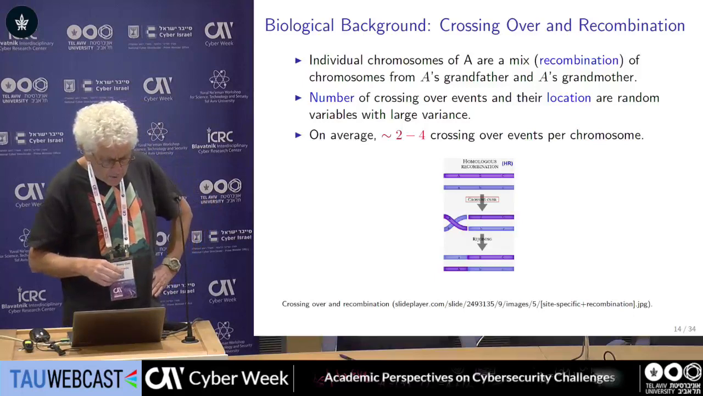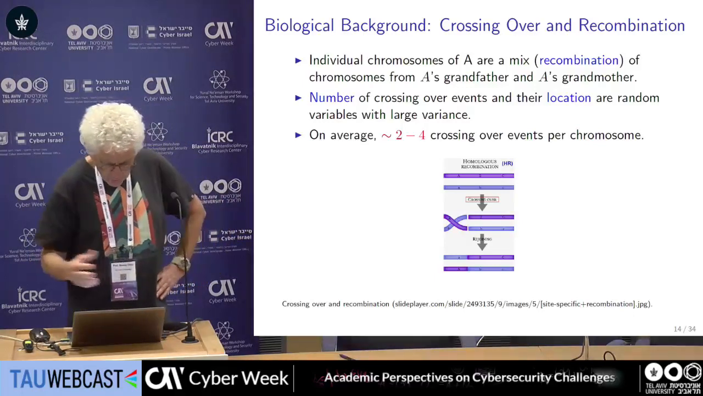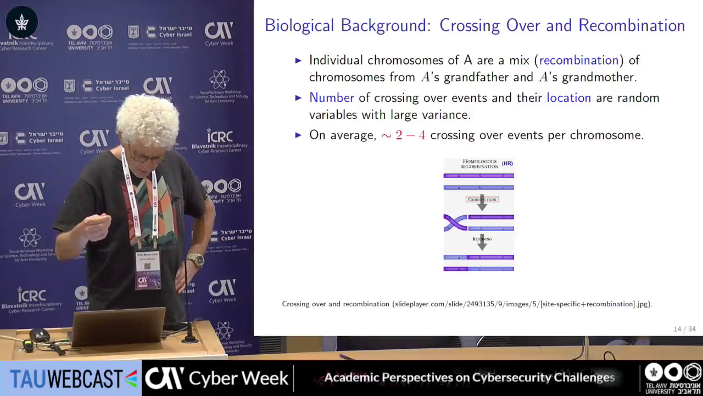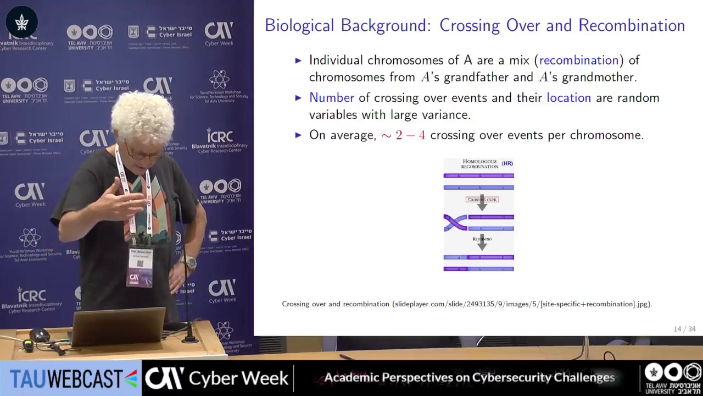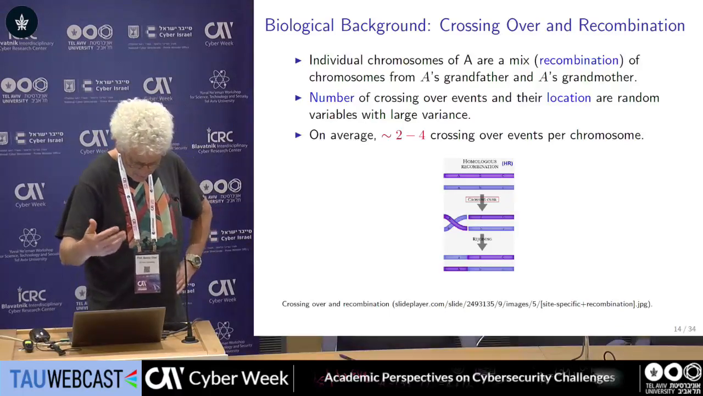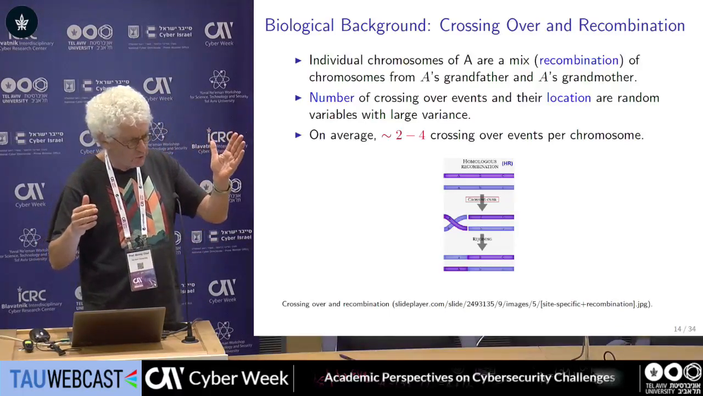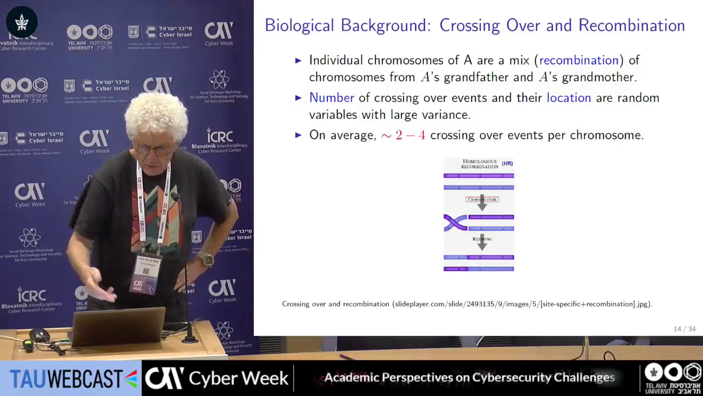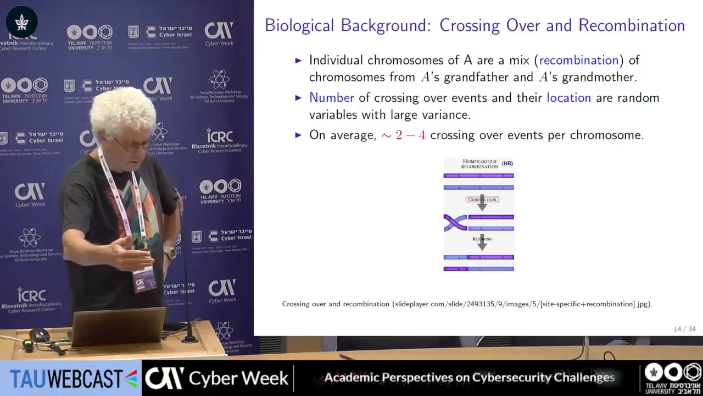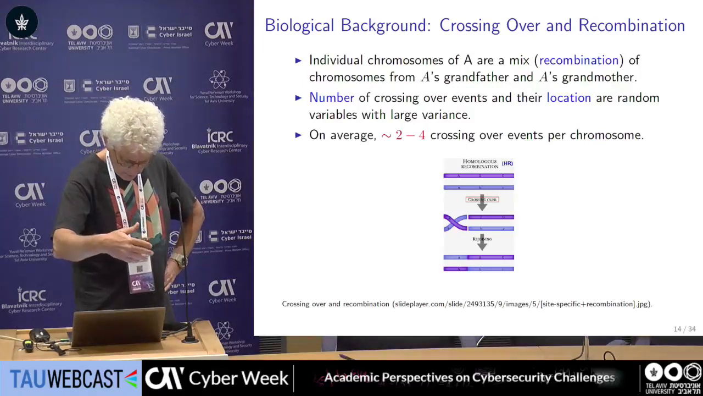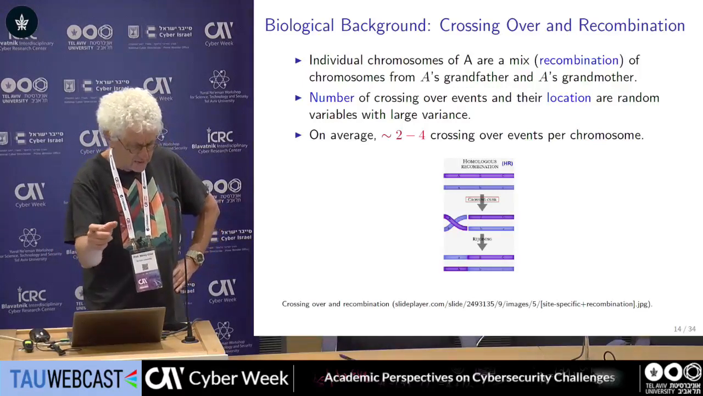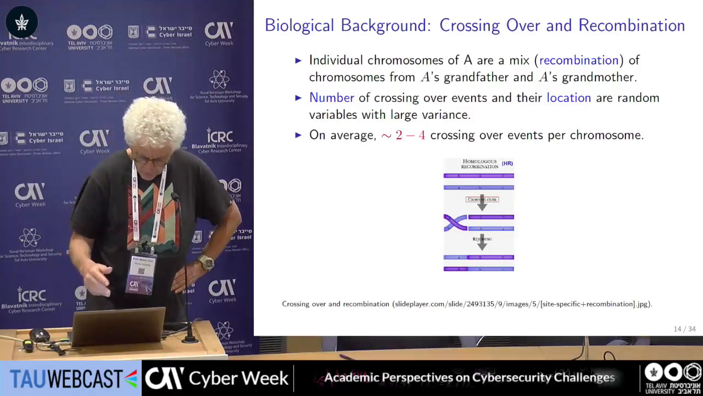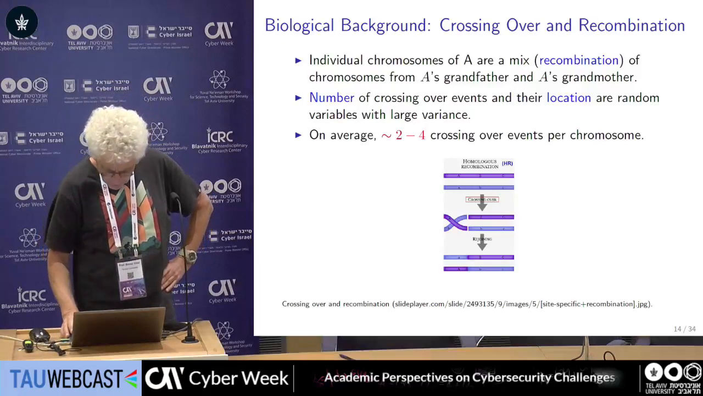Okay, a little bit about biological background. So, crossing over and recombination. When the next generation is generated, the chromosomes, one we inherited from the father and one from the mother, get parts of them mixed. This is the crossover. What we give to the next generation is actually a mix; it's not just pure father or mother, but a mixture of them. It's called crossing over, and that's the process called recombination.